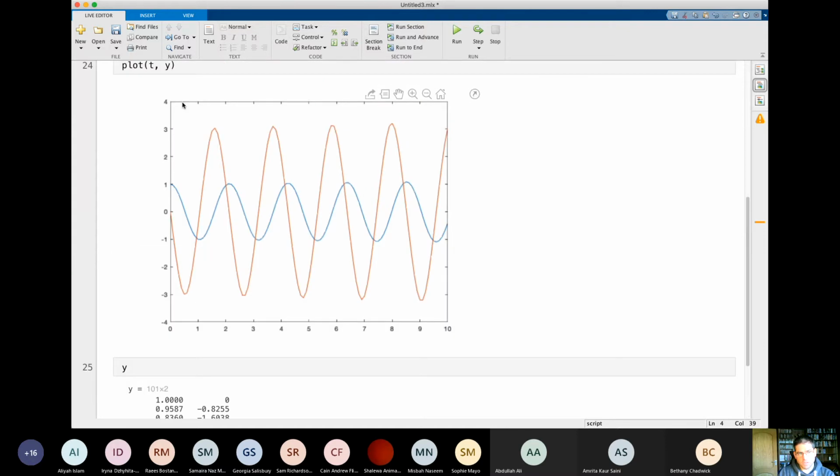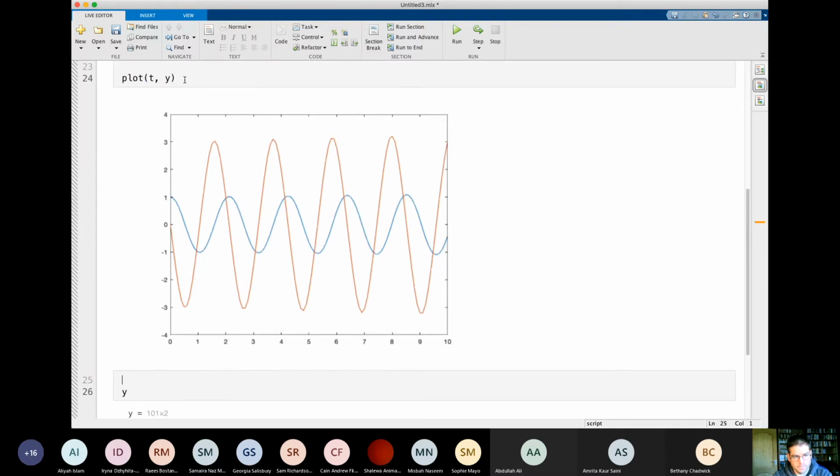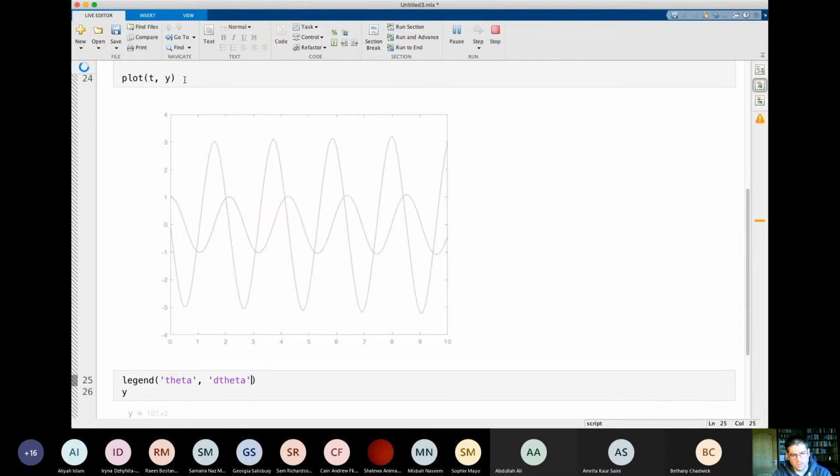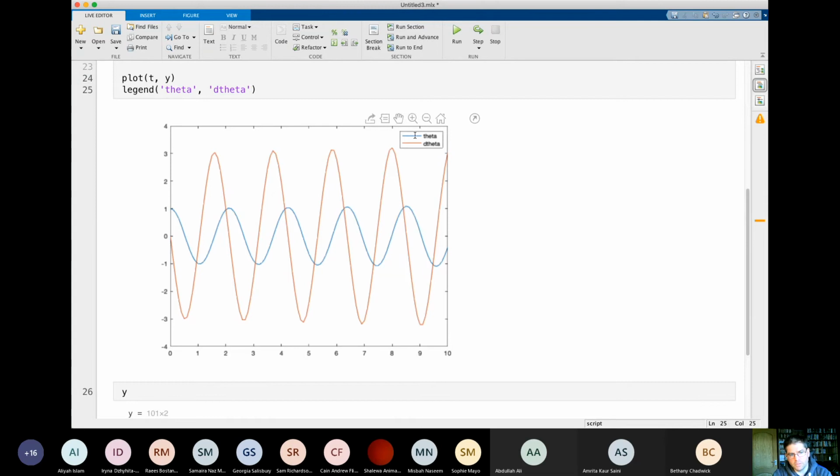So it would be useful to have a legend here. If I do legend, I say theta is the angle, and I'm going to call the other one d theta. It's the change in the angle. So the blue line, that is the angle. So imagine a pendulum going backwards and forwards. Actually, I'll just sketch that for you.